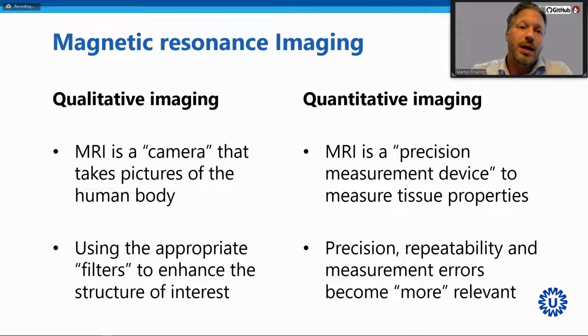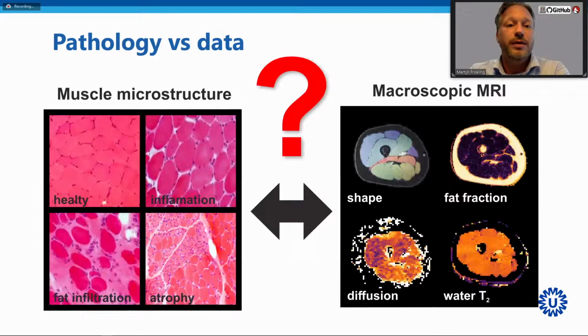And in MRI, we can do two kinds of imaging. Qualitative imaging is just taking a picture of the body, where we can enhance certain structures by using different settings. But I'm focusing more on quantitative imaging. There, the MRI machine is more like a precision measurement device that you actually want to measure tissue properties with. And then all kinds of modeling and precision and repeatability become more relevant.